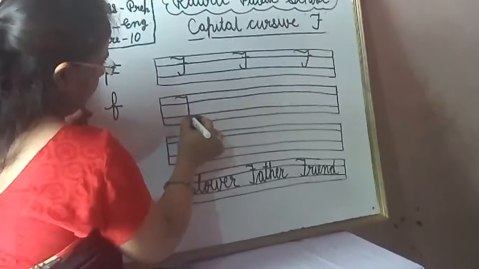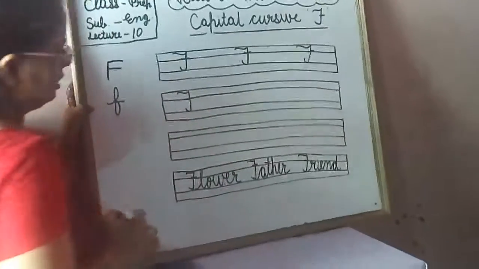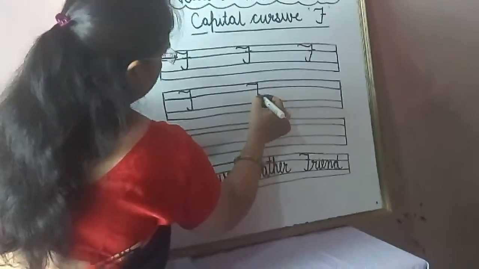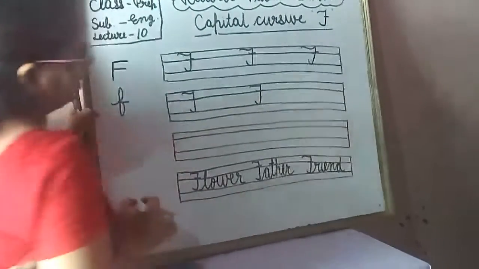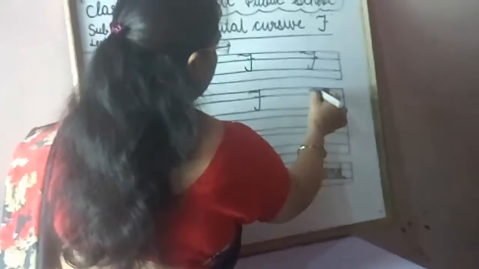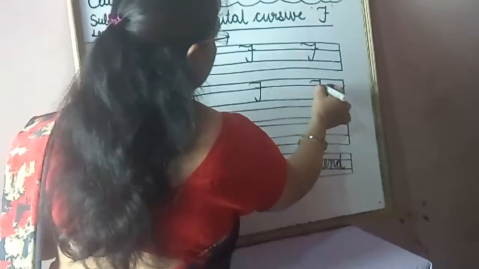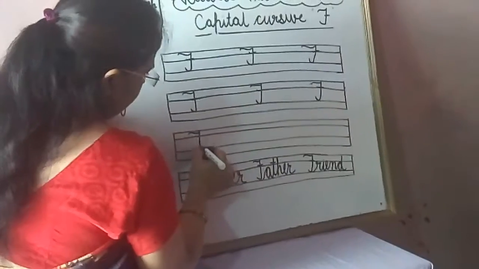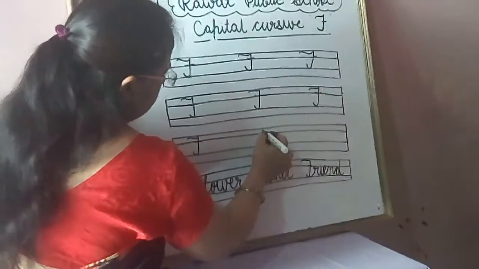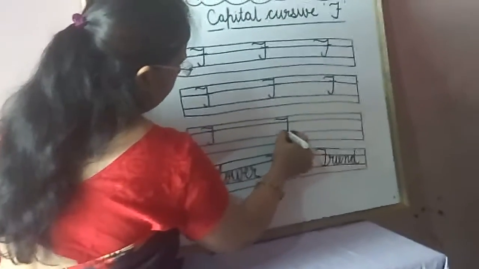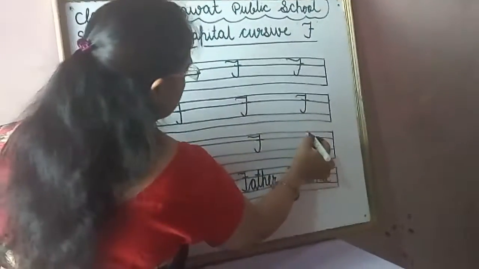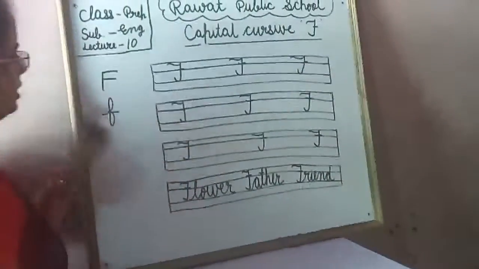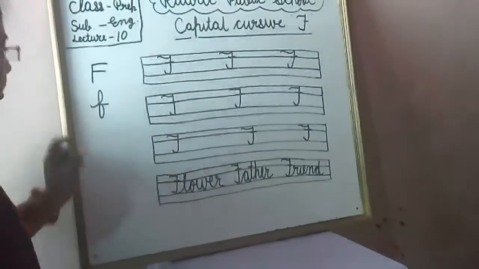Once again, curve, standing line, curve, small line. Small curve, straight, curve. Once again, small curve, standing line, curve. Okay, this is our capital cursive F.